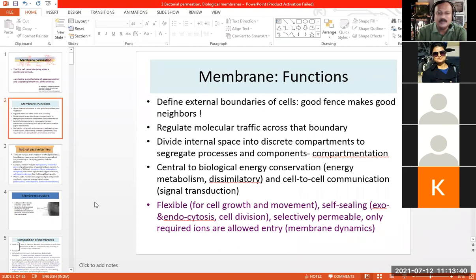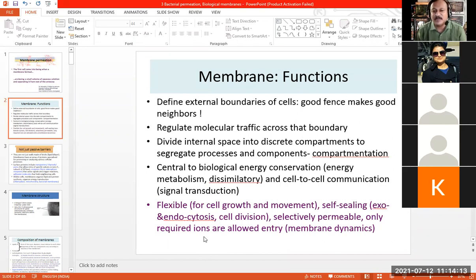Okay, and that communication also happens because of certain molecules which are present in the biological membranes. And then one more important property, or function, of a biological membrane is that it is a flexible structure. That flexibility allows the cells to grow in size. That flexibility also helps the cell to divide, and it is also important for the movement of the organism.